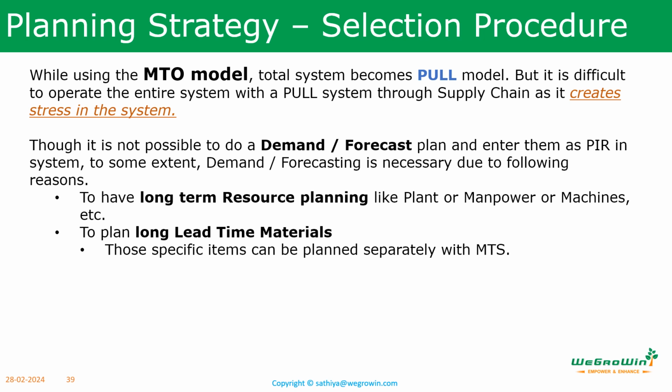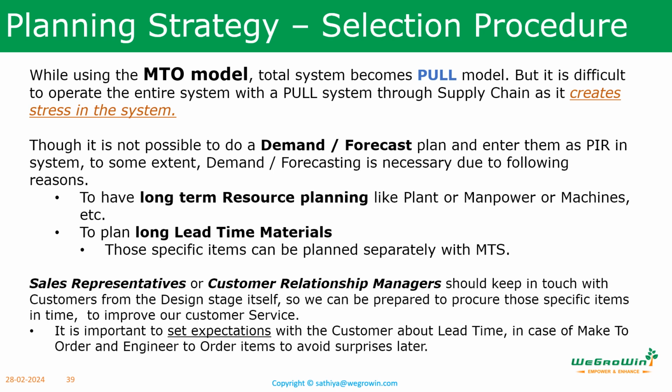And while using the make to order model, the total system becomes pull. At the same time, making the full system a pull is difficult because in the supply chain it will create a lot of stress along the system. Also, it is not possible to enter demand or forecast through PIR when you are using the MTO model. But we need to have this demand and forecast for two reasons. One is long-term resource planning, like plant, manpower or machinery, and also to plan and keep some long lead time materials. To keep these long lead time materials, we have to use make to stock or reorder point for those materials and keep them in stock.